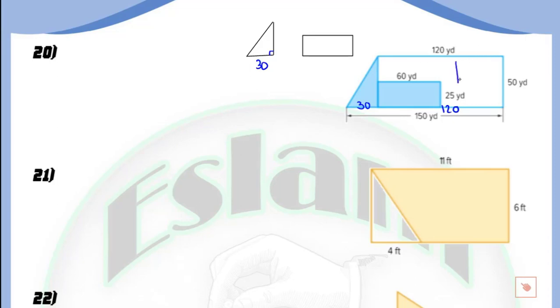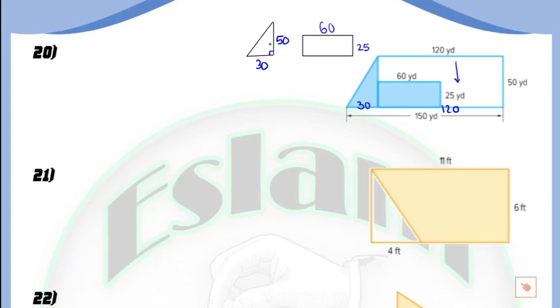Because that's 120, it means the remainder will be 30 from 150. Now we need to find the height. The height is opposite to the line segment with length equal to 50. So that will be the dimension of the triangle. Now with the rectangle. The rectangle is given with the dimensions 60 by 25. So that will be the dimension of the rectangle.